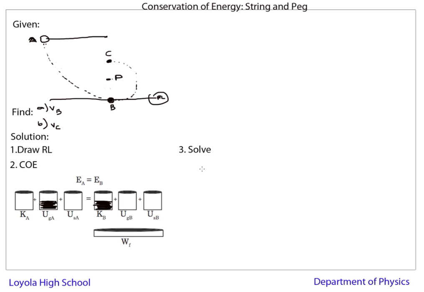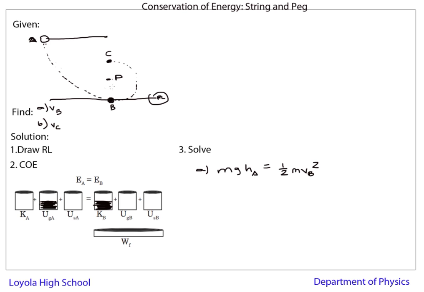So for part A, my equation becomes UGA, which is mg height at A, equals 1/2 mvB squared. And then I can solve for the velocity at B, because if I know the heights and masses, I can solve for that.